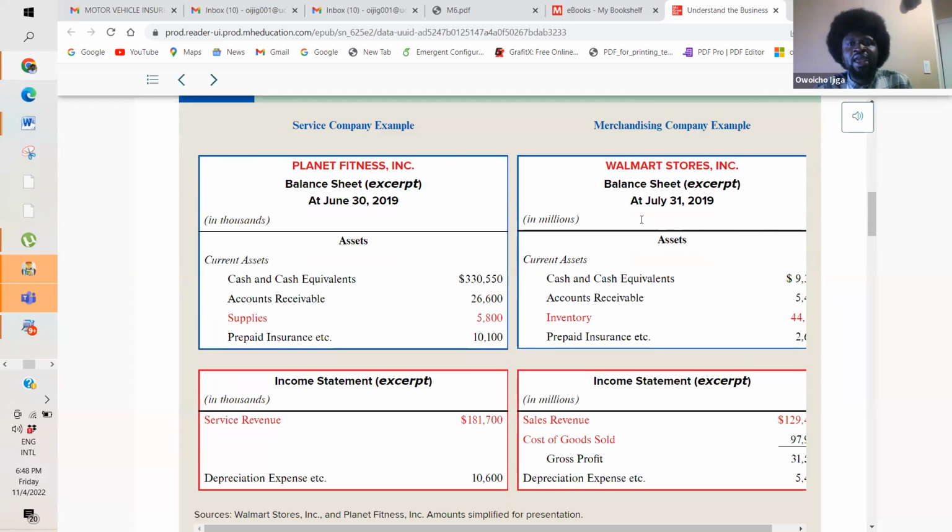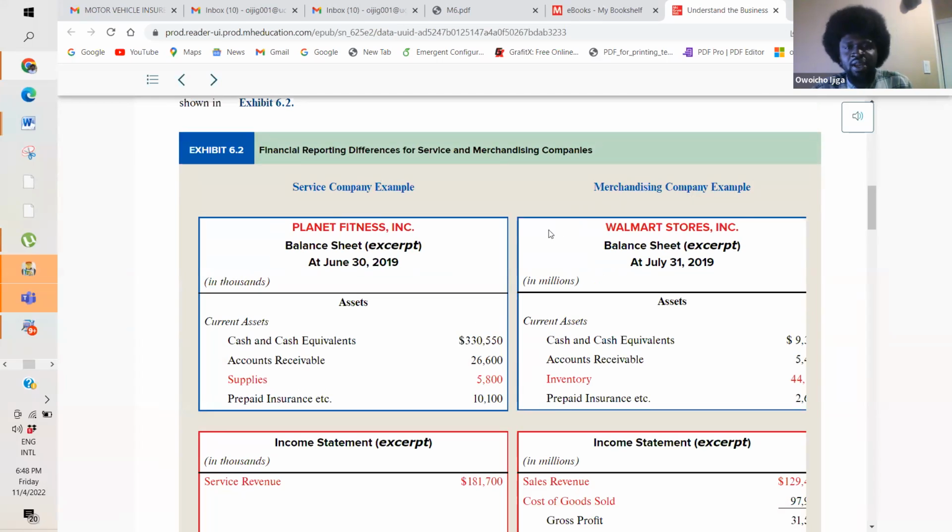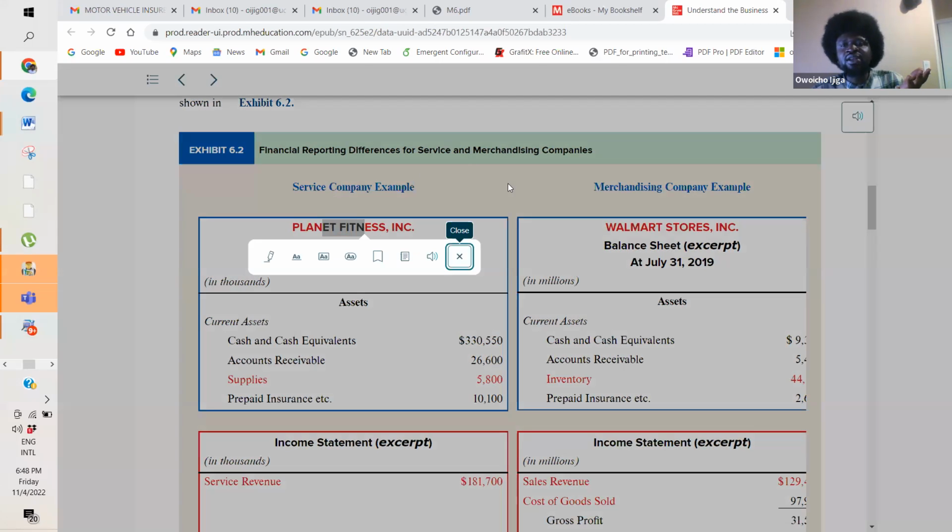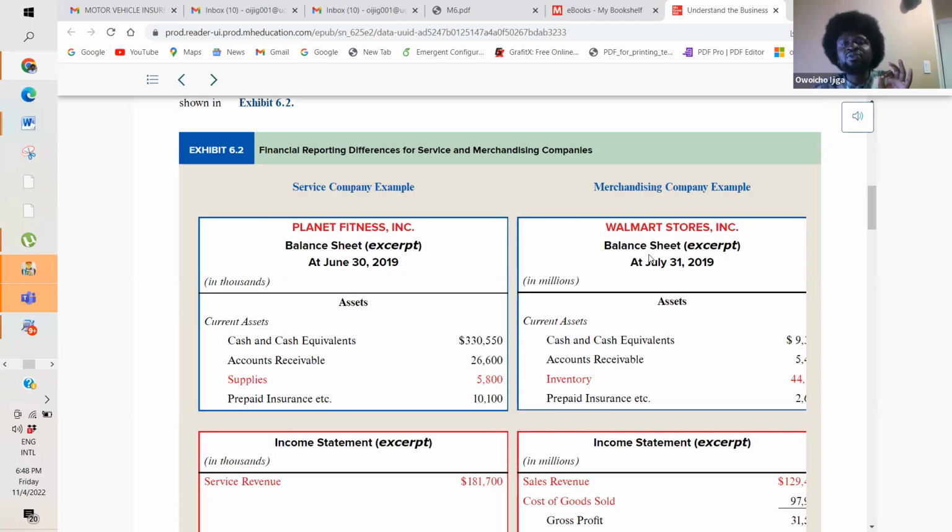Now for the service company and for the merchandising company, let's look at an example. The example of the service company here is Planet Fitness, and this is the balance sheet for the company. We also look at the balance sheet for Walmart, which is a merchandising company. Remember, Walmart is a merchandising company because it sells inventory.